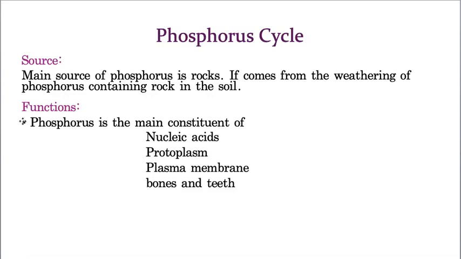Now let us take the function. Phosphorus is the main component of your nucleic acids, either DNA or RNA. Both are made up of what? Phosphorus only. How? Hope you remember. Let us take any nucleic acid, DNA or RNA, whatever you take. These are made up of three components. What are they? The first one is sugar, the second one is phosphoric acid, and the next one is the hydrogen. Am I correct or not?